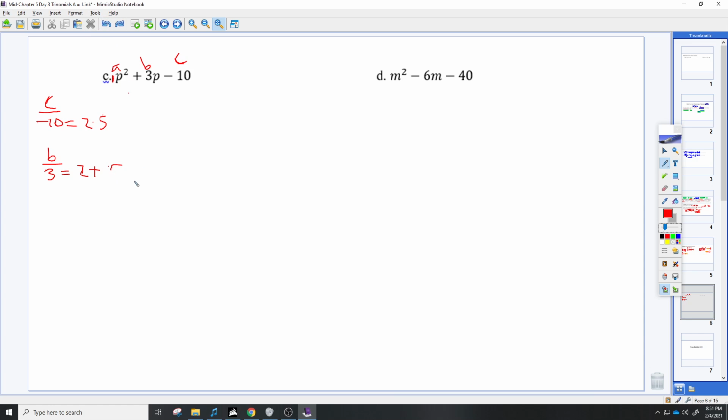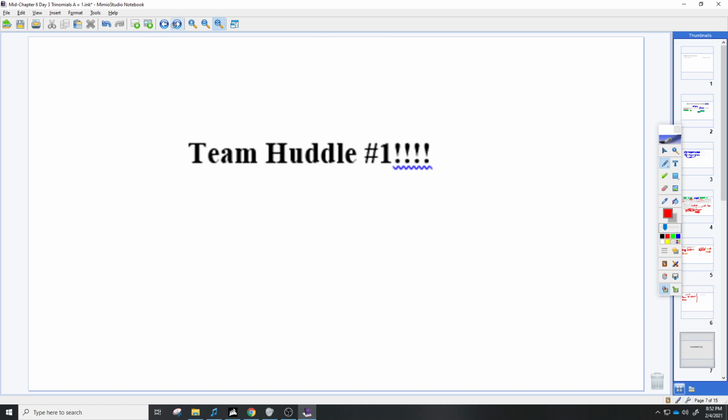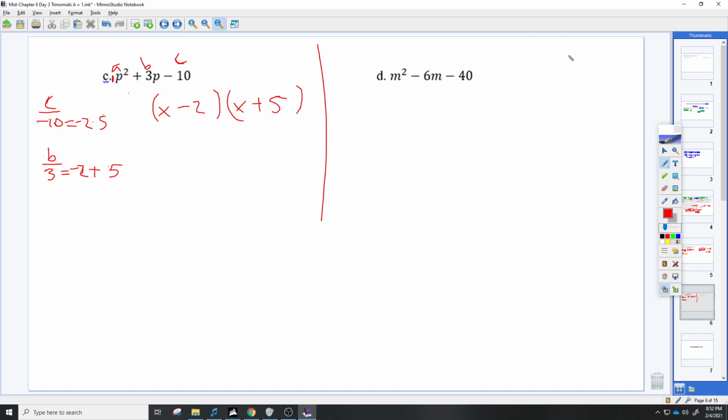There we go. We want to get a positive 3. We want the 5 to be positive and the 2 to be negative. And that should work. Negative 10, add these together, you get 3. So our combination would be x, x, and then a minus 2, positive 5. Again, you can always check these to see if they're right. We're going to do one more and then move on to the more difficult kind. So again, we have our C value is negative 40. We're trying to multiply for that. B value is negative 6. Find the combination.